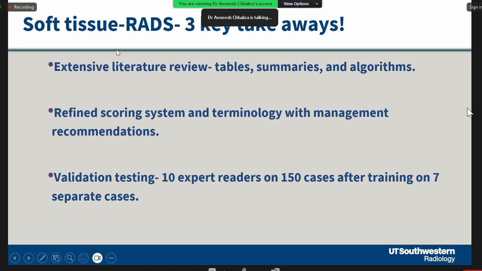So there are three key takeaways. There's an extensive literature review. We went through 40 years of literature with different students and research assistants, and we vetted all those articles. So now you have tables and table summaries and different algorithms to go by. Again, you don't like algorithms, but these are just to guide.